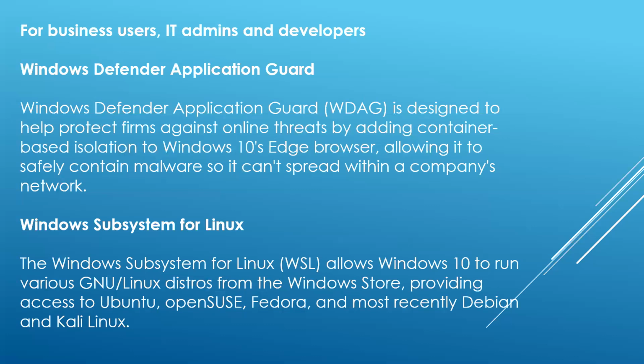For business users, IT admins, and developers, there's a Windows Defender Application Guard, the WDAG, designed to help protect firms against online threats by adding container-based isolation to the Windows 10 Edge browser, bringing it safely to contain malware. That's what I talked about a little bit earlier. But you can also do a Windows Subsystem for Linux. The Windows Subsystem for Linux, or WSL, allows Windows 10 to run various GNU Linux distros from the Windows Store, providing access to Ubuntu, OpenSUSE, Fedora, and most recently, Debian and Kali Linux.